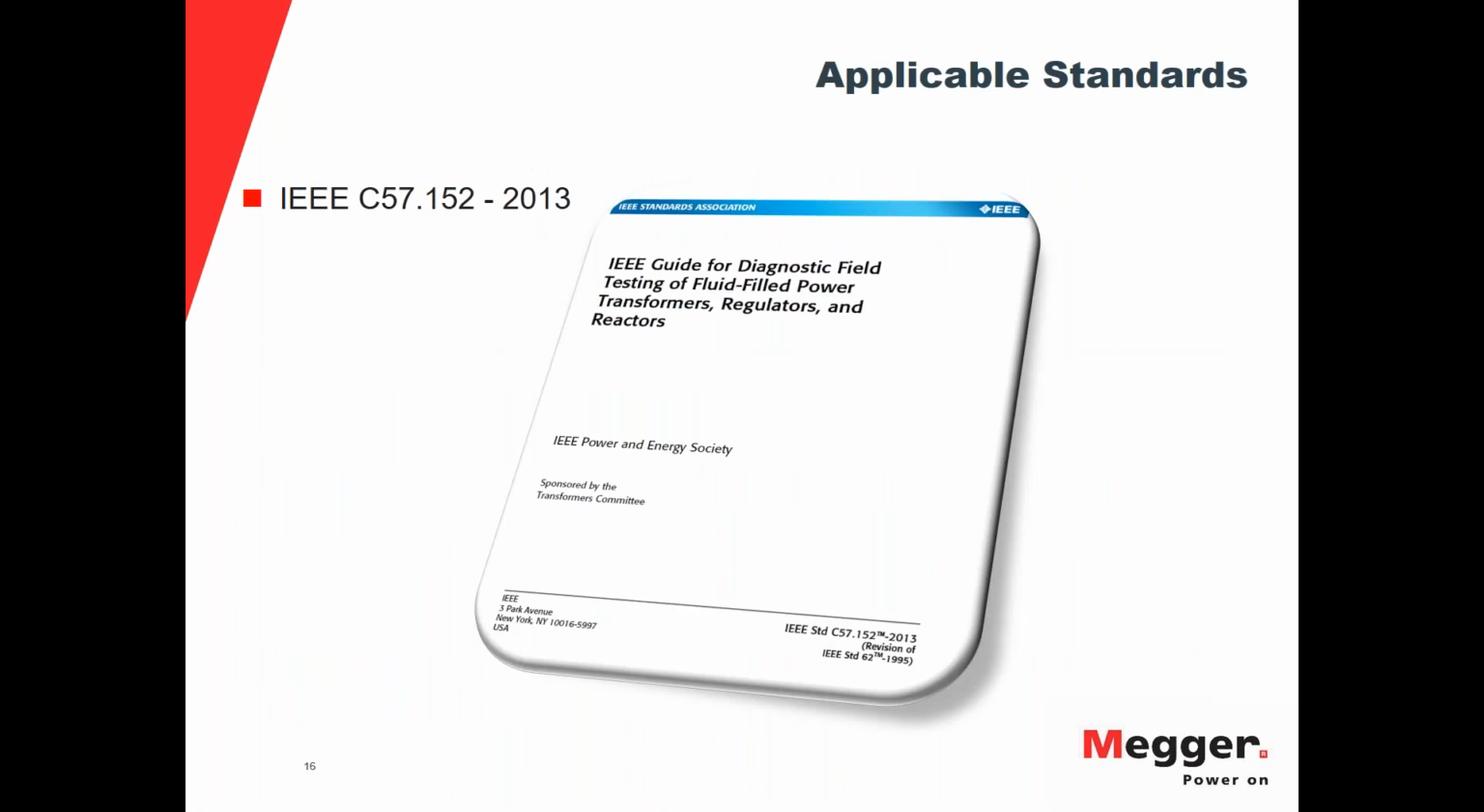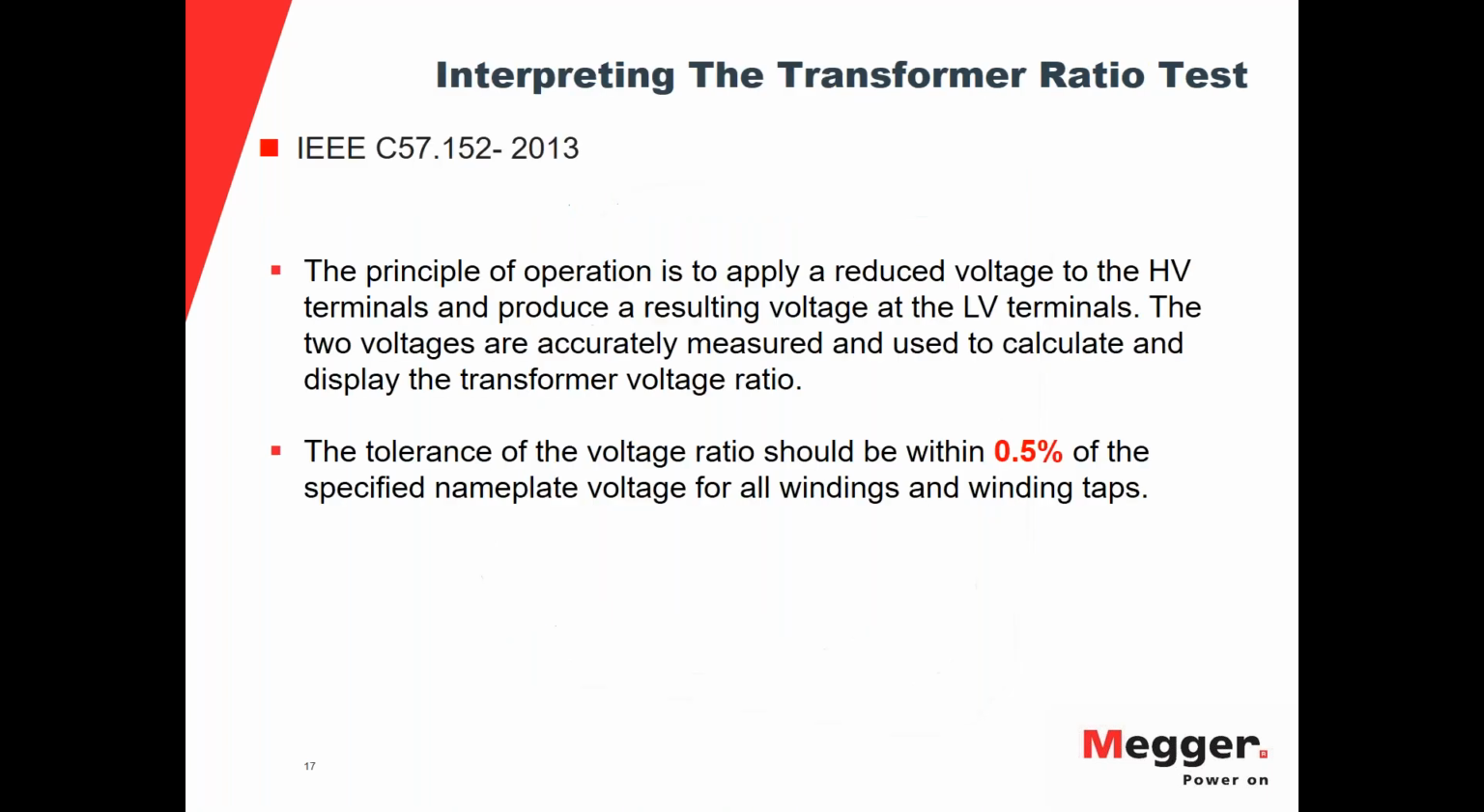Here's another standard, IEEE C57.152. This is the standard that a lot of people in the field use. Again, it talks about the same 0.5% tolerance level. And it talks about the general principle, which is to induce a voltage on the high voltage side and read a voltage on the low voltage side and compare that ratio.